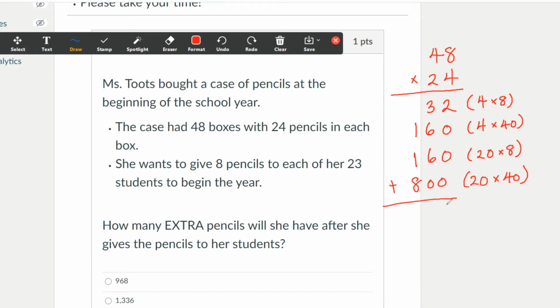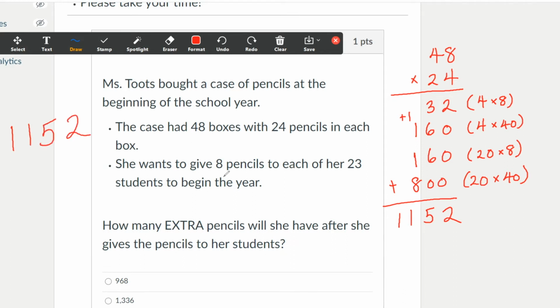2 plus all of these zeros is going to be 2. 3 plus 6 is 9. Plus 6 more is 15. Regroup the 1. 1 plus 1 is 2. I know that I can combine that with the 8 and make it 10. Plus 1 more is 11. So Miss Toots bought 1,152 pencils.